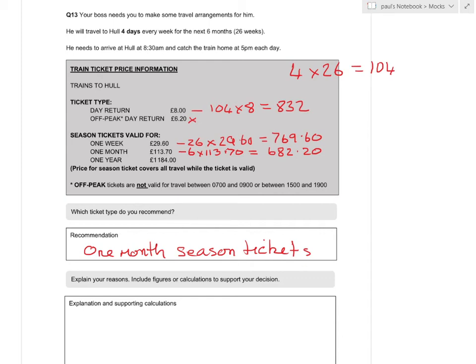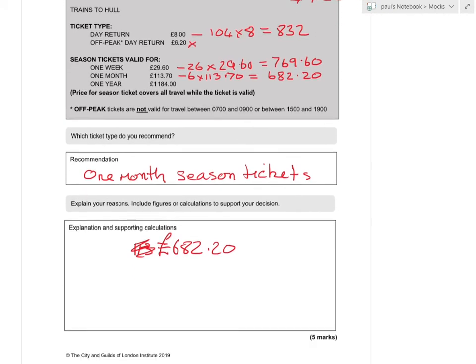What did I write? 1 month? Yeah, that's it. 1 month season ticket, and that will be 113. No, it won't. It will be £682.20. Yeah, for that one. That's quite a lot. Tricky one there. So that's the cheapest by far.